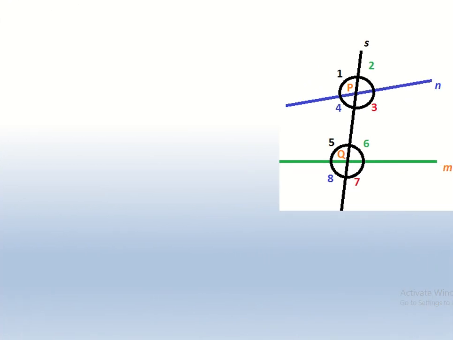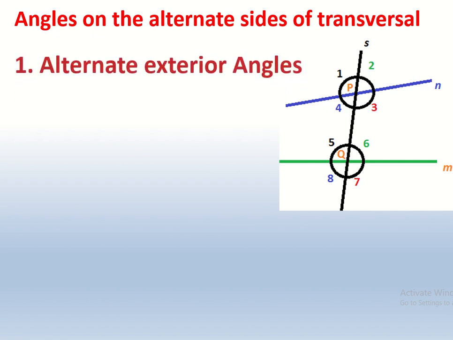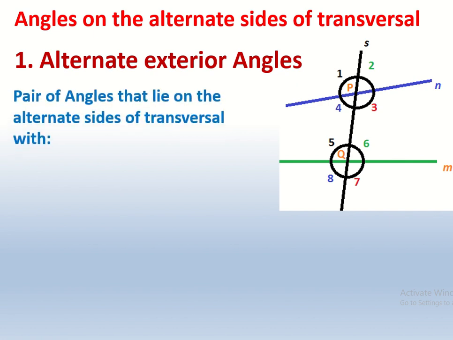Now we have another group, and that is angles on the alternate sides of the transversal. That means this time we'll be taking alternate sides of the transversal, one angle from the left side and another from the right side. So we'll have different pairs here. The first one is alternate exterior angles. That means angles should lie on the alternate sides of the transversal and both should lie in the exterior.